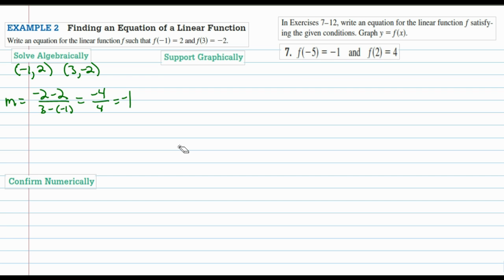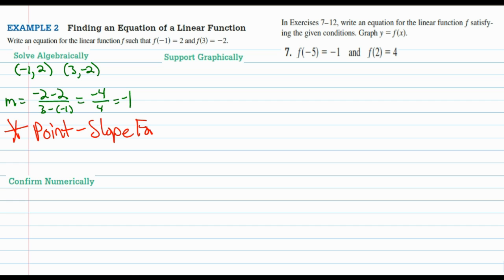Now I know a lot of you are used to plugging in the x and y coordinate into y equals mx plus b, and that's the only equation you know. But there's an easier way. We don't know what the y-intercept is right now. All we know are a couple of points and the slope. So we can use point-slope form. Point-slope form is y minus y1 equals m times x minus x1.